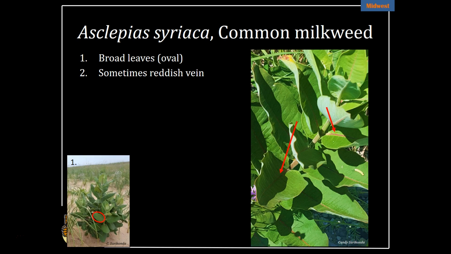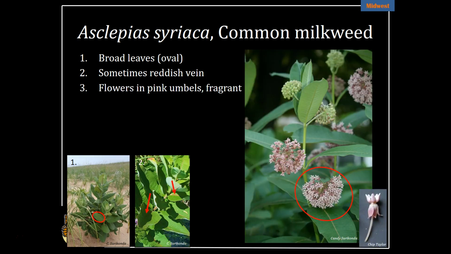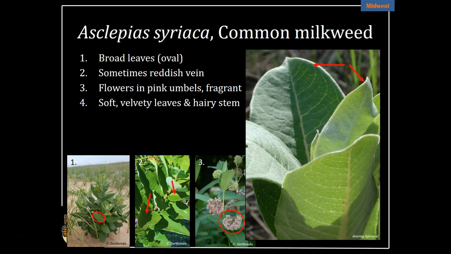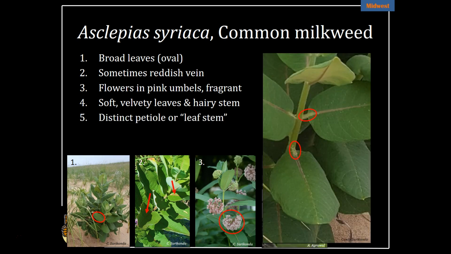The central leaf vein of common milkweed is sometimes, but not always, reddish and pinkish. Its flowers are in clusters called umbels, with a flower shape that is characteristic of all milkweed flowers. These flowers have a moderate scent. The leaves and stems of common milkweed are covered with fine hairs. This is more pronounced on the younger leaves, but it can still be felt on the mature leaves and to some extent on the mature stems. These fine hairs make the leaves feel a bit velvet-like to the touch, especially on the undersides.